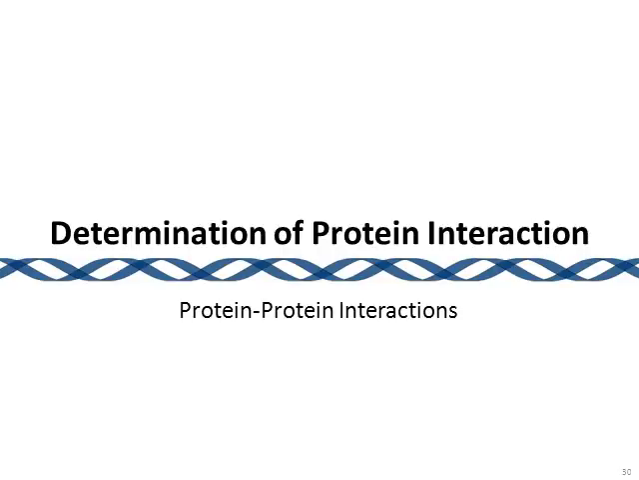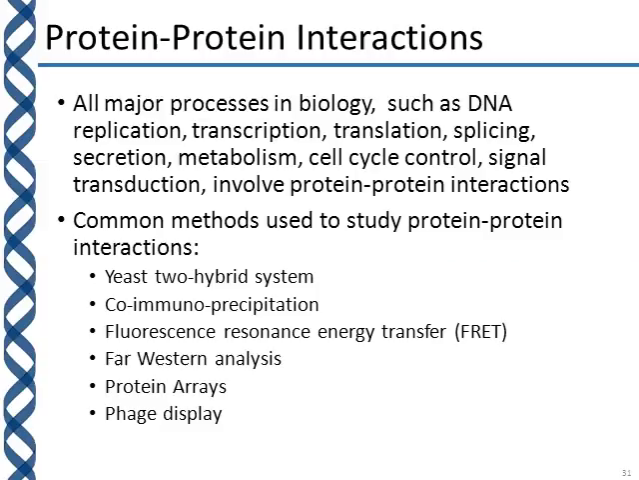Now we'll turn our attention to protein-protein interactions. All major processes in biology, such as DNA replication, transcription, translation, splicing, secretion, metabolism, cell cycle control, and signal transduction, involve protein-protein interactions. Some of the common methods used to study these protein-protein interactions include the yeast two-hybrid system, co-immunoprecipitation, fluorescence resonance energy transfer or FRET, far western analysis, protein arrays, and phage display.